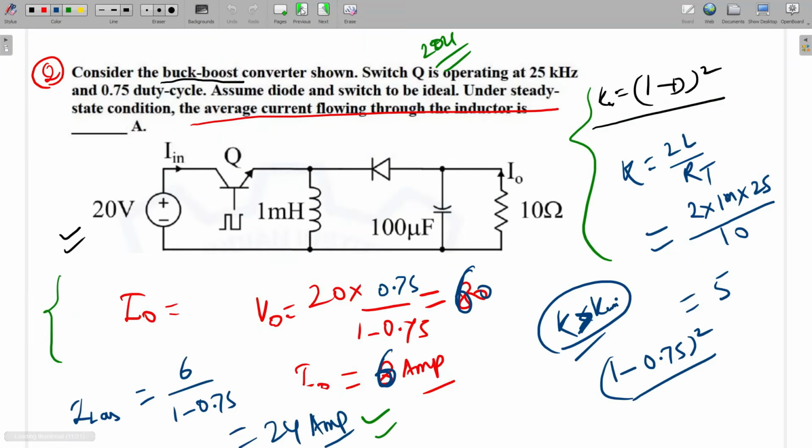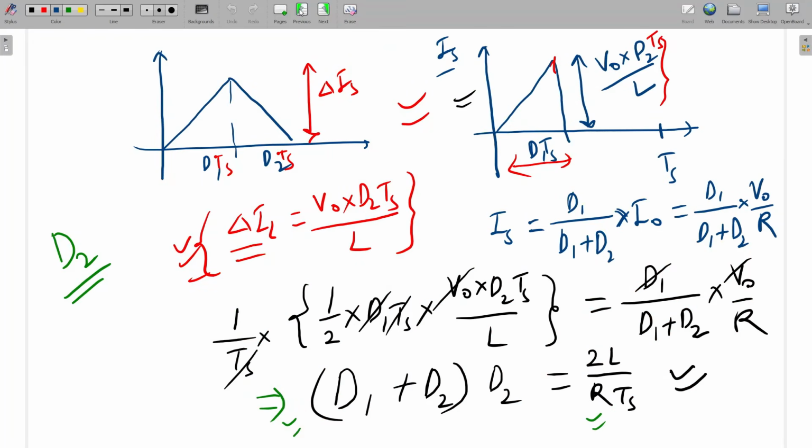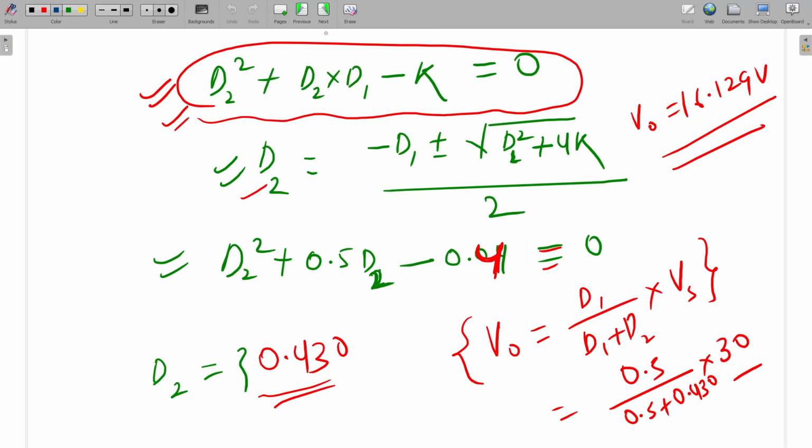For buck converter also we can do the same kind of thing. This also you can memorize in terms of K. D2 we are getting this, so this negative part will not be there. So we can write minus D1 plus under root D1 square plus 4K by 2. Okay, this we can memorize. That will be the value of D2.